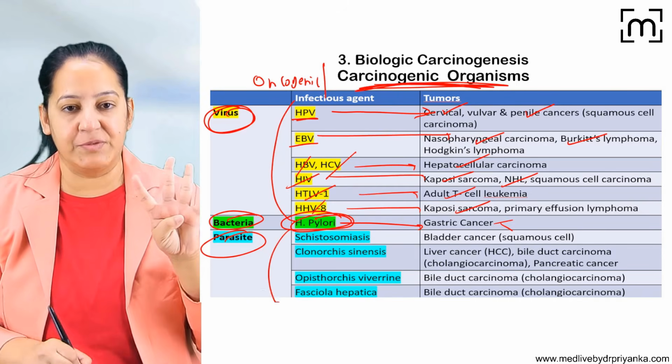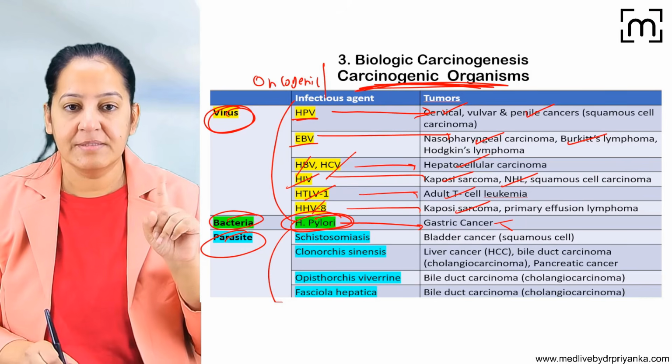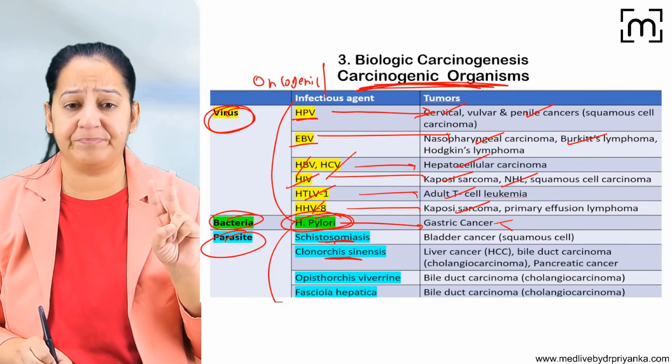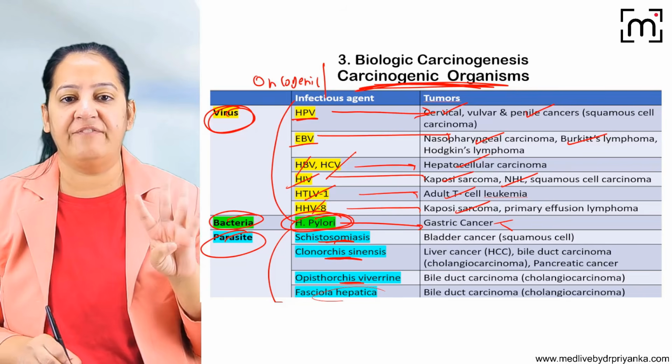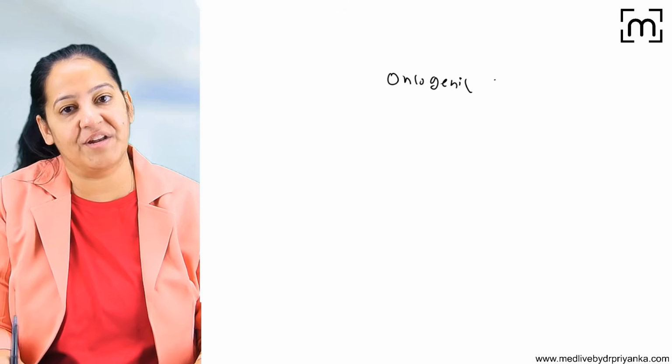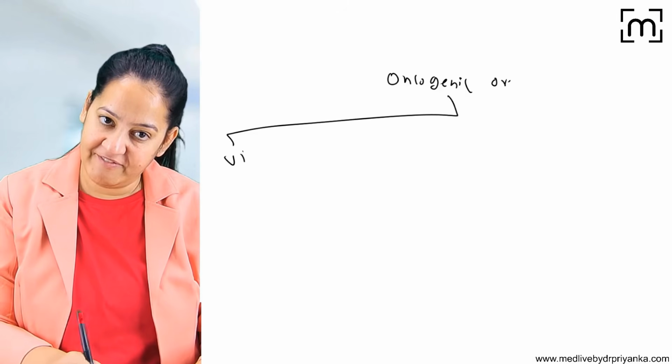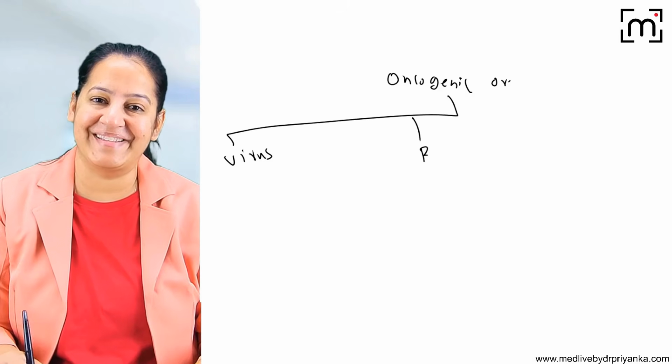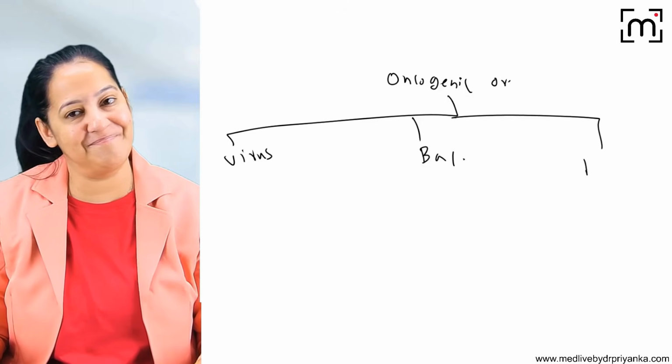And there are 4 parasites which lead to cancer. What are the 4 parasites? Schistosomiasis, Clonorchis sinensis, Opisthorchis viverrini, and Fasciola hepatica. So first of all, I want you to learn the names of the oncogenic or carcinogenic organisms. So enumerate the viruses, enumerate the bacteria, and enumerate the parasites.